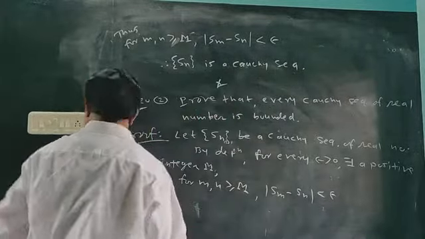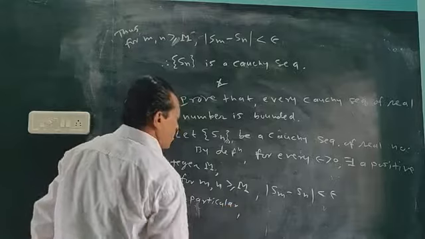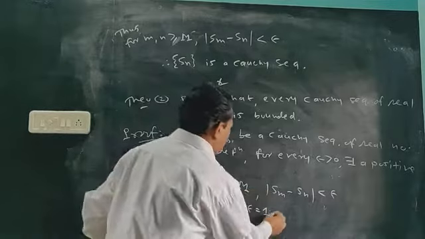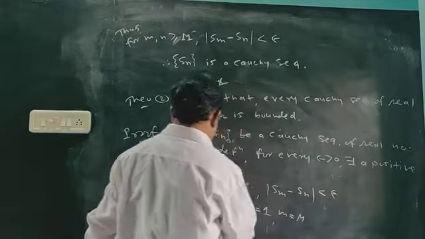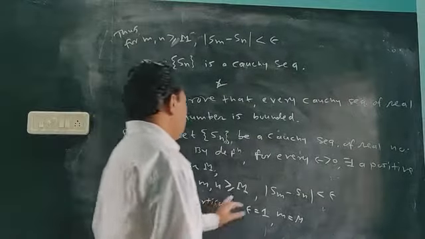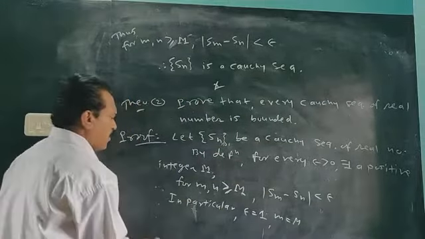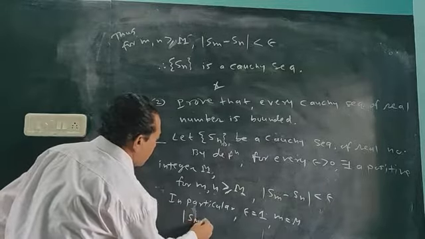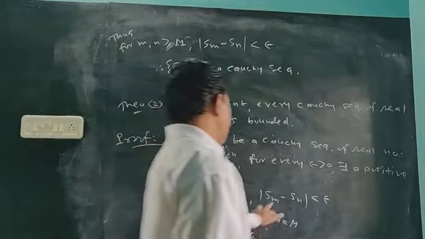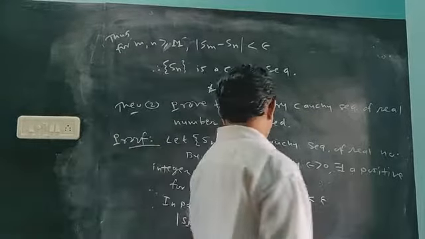Now in this theorem, in particular, I take epsilon as 1 and M as capital M, with m and n greater than or equal to M also. Then we have mod of S capital M minus Sn less than 1, with capital M in place of m and 1 in place of epsilon.